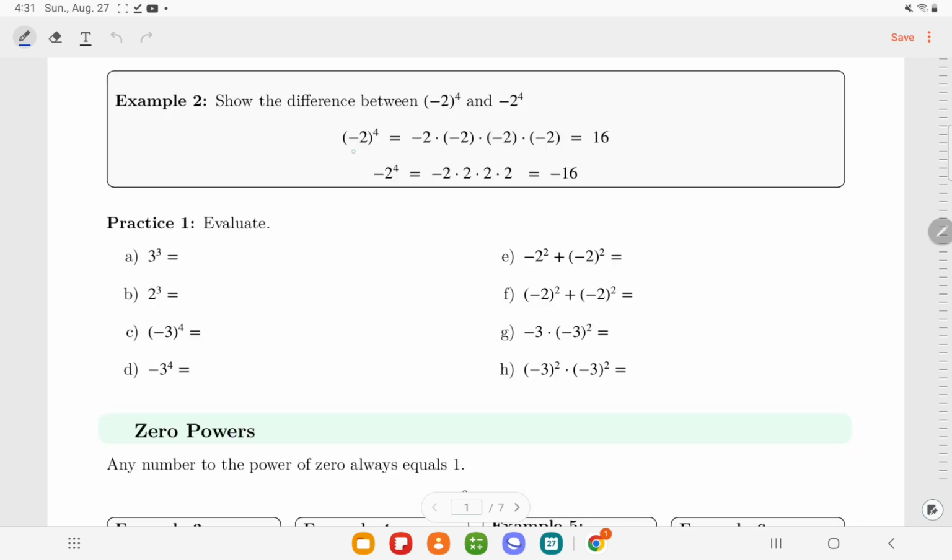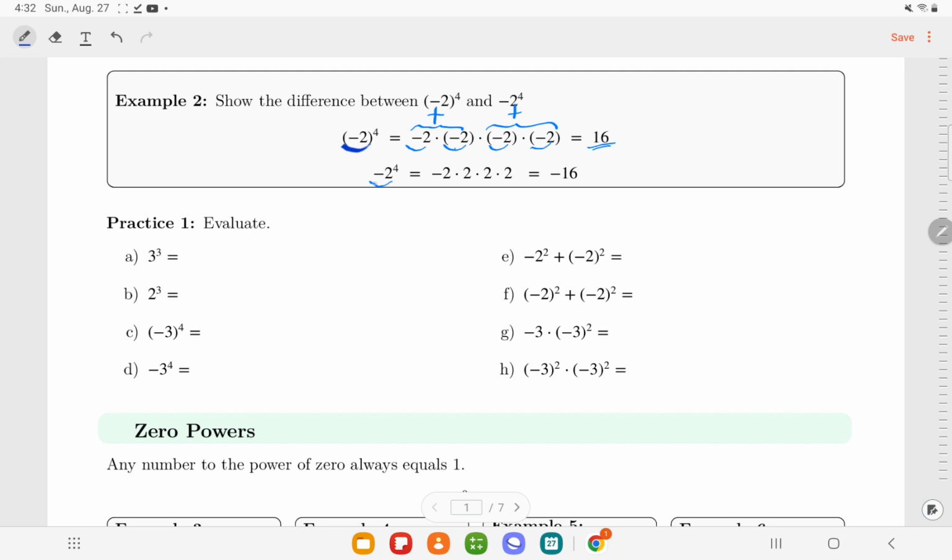Let's look at the difference between negative 2 in brackets to exponent 4 and negative 2 without the brackets to exponent 4. If negative 2 is inside the brackets, that means we're multiplying negative 2 by itself 4 times. And we know that negative times negative gives us positive. And of course, positive times positive gives us the positive answer.